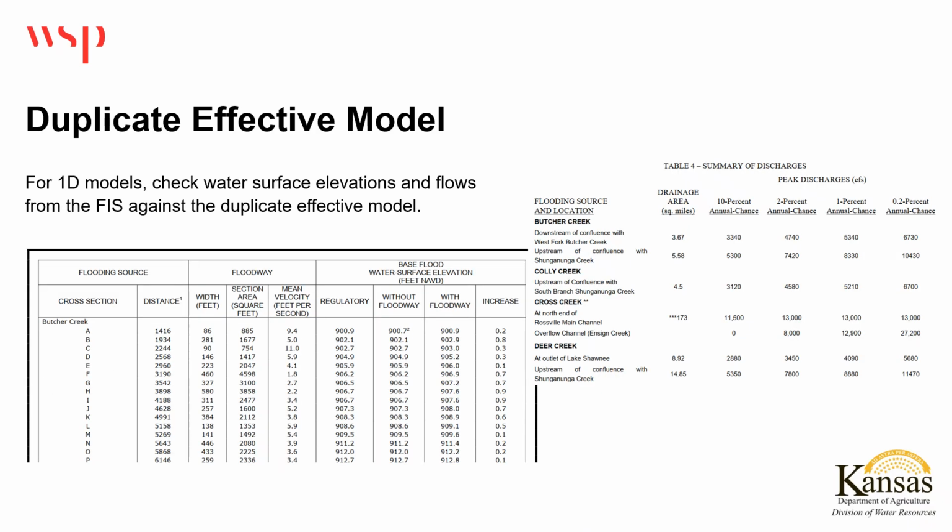For 1D models, you can check that your duplicate effective model matches the effective model just by checking the cross-section elevations that are in the database, or you can use the FIS. So the floodway data tables will have the regulatory elevations listed for all the lettered cross-sections, so you can check those against your model. And you can also check the flows in the flow file against the summary of discharges table in the FIS.